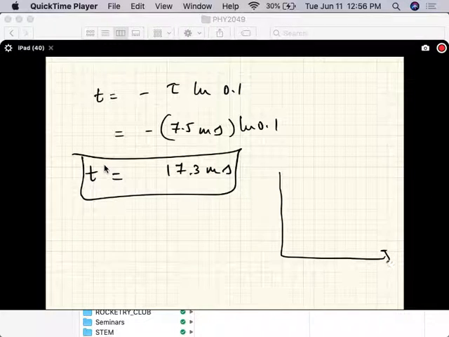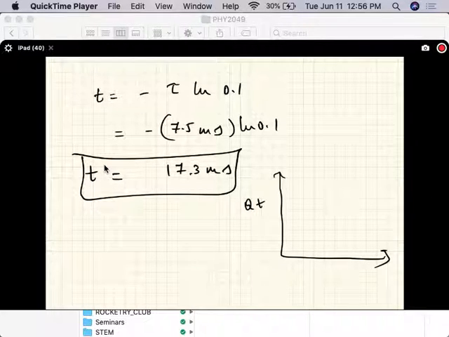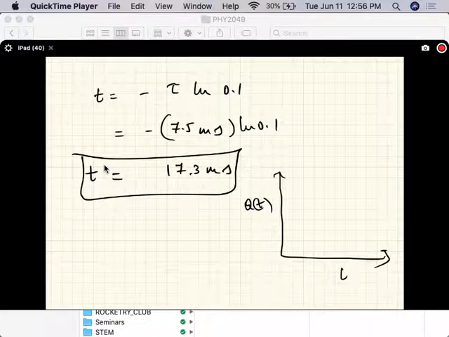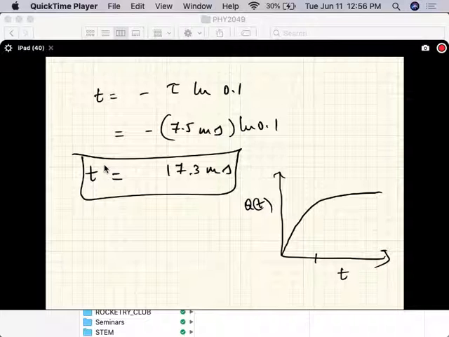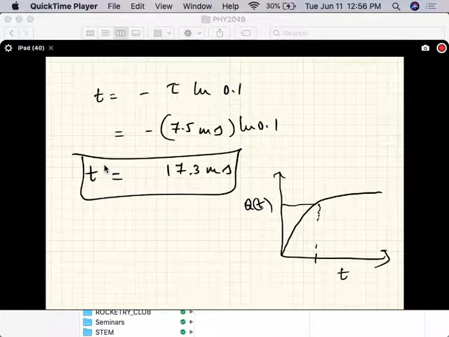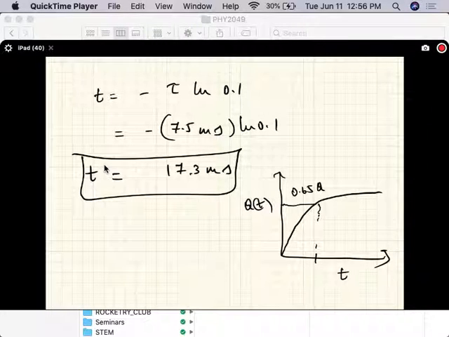So here's how the capacitor gets charged. After one time constant, you see it's built up to 0.63 times the maximum charge. Okay, and one time constant is 7.5 milliseconds. After two time constants, which would be 15 milliseconds, it's just short of 90% of the charge.